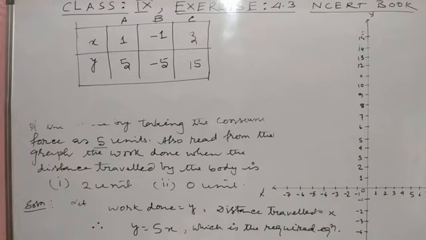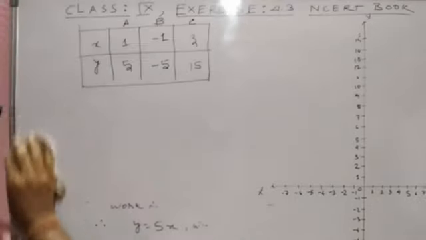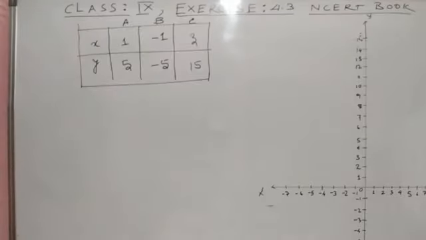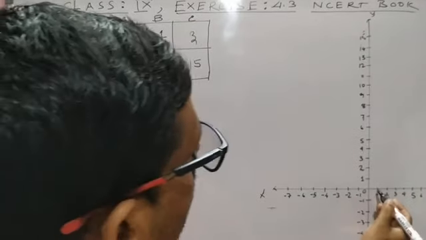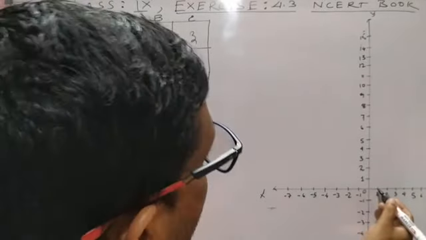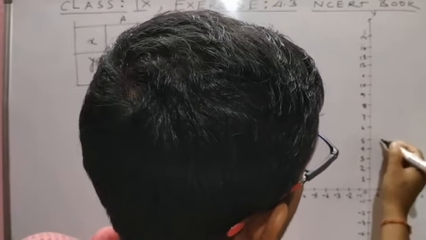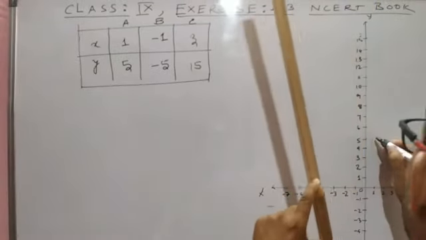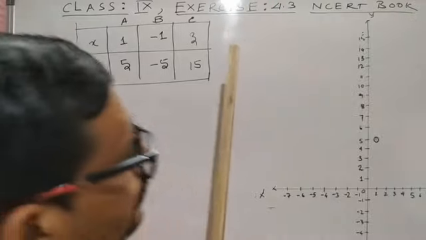Now let us put this on the graph paper. So here you see the grid of the graph. When the value of x is 1, the value of y will be 5. Definitely it will be here. If we consider the scale as 1, it will be 1 here. This is the point A.